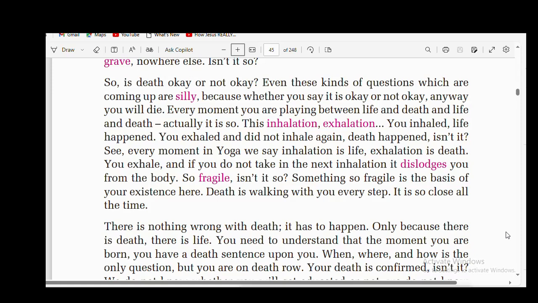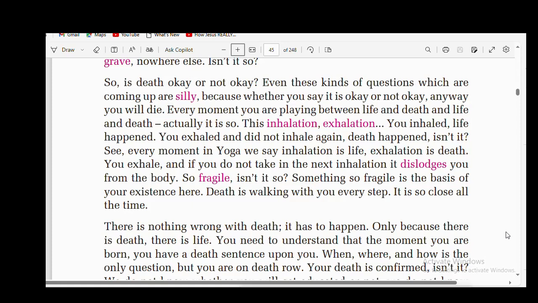So you exhale and did not inhale again, so we breathe out, and if we did not take the breath in, the death happened. Isn't it? Yeah, it is the reality. See, every moment in yoga we say inhalation is life and exhalation is death. So when we take breath in, that is life, and when we breathe out, that is death. You exhale and you do not take in the next inhalation, this always means remove from the body, and your body becomes dead.